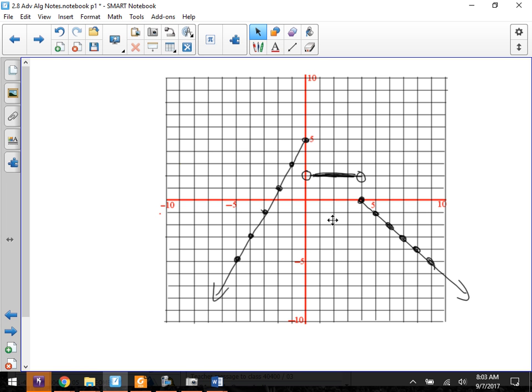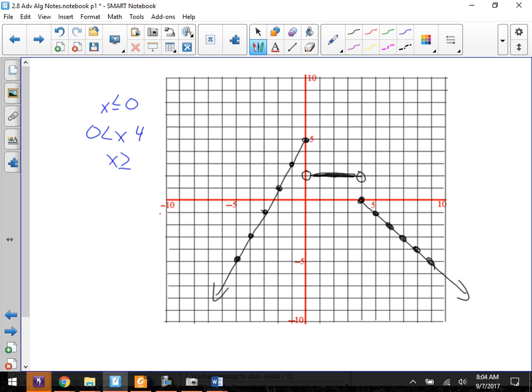It's easy to see how many you have to worry about here, because how many are on the graph? 3 of them. So I have something going on when x is less than or equal to 0, when x is between 0 and 4, and when x is greater than or equal to 4. Everybody okay with the open and closed dots on those?